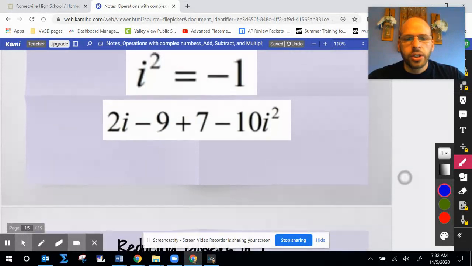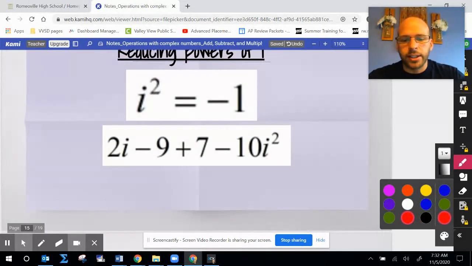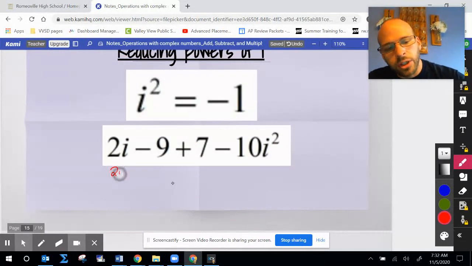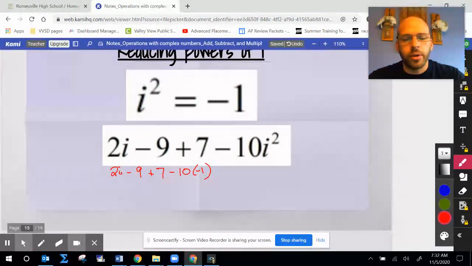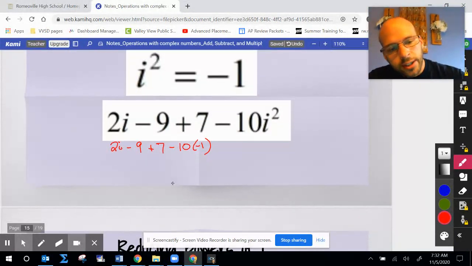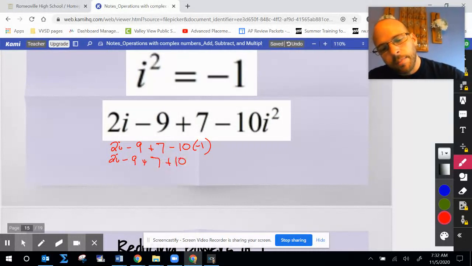Let's keep going. So again, anywhere the i squared is, that's going to become my negative 1. So I'm going to have a 2i minus 9 plus 7 minus 10. And instead of i squared, I'm going to put in that negative 1. So that's going to become a 2i minus 9 plus 7. And then negative 10 times negative 1 is a positive 10.